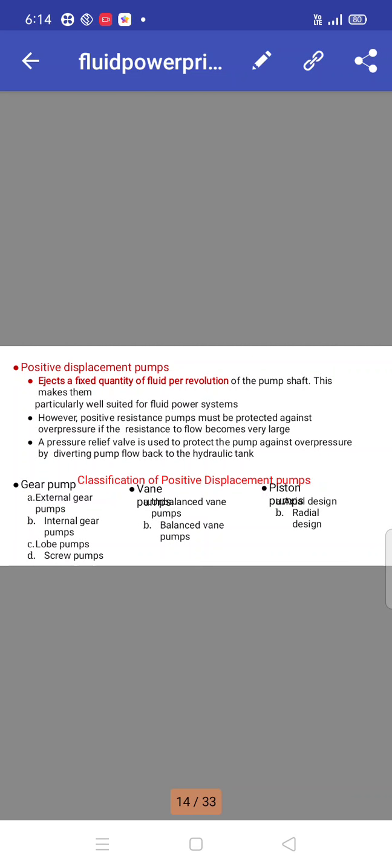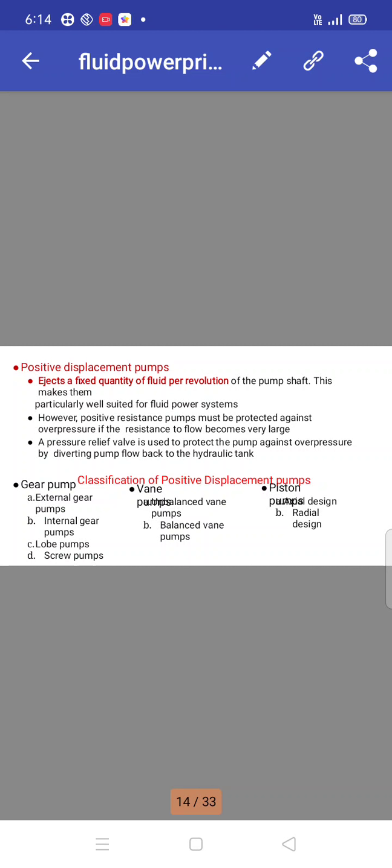Positive displacement pumps eject a fixed quantity of fluid per revolution of the pump shaft. This makes them particularly well suited for fluid power systems. However, positive displacement pumps must be protected against overpressure if resistance to flow becomes very large. A pressure relief valve is used to protect the pump against overpressure by diverting pump flow back to the tank.